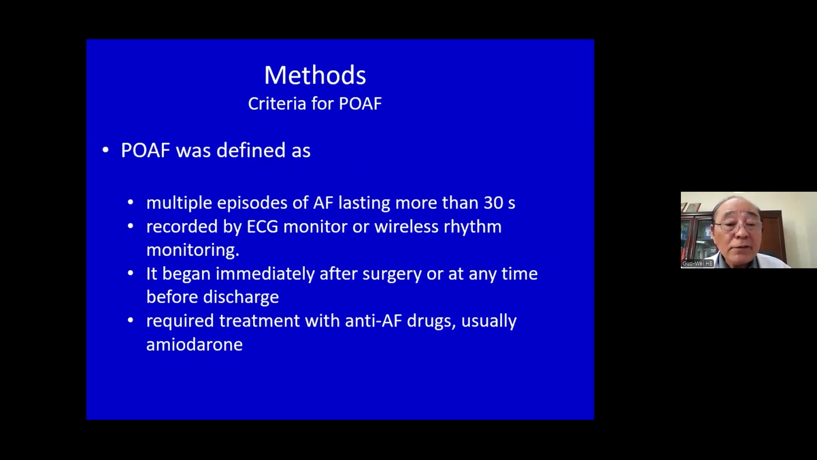POAF was defined as multiple episodes of atrial fibrillation lasting more than 30 seconds recorded by ECG monitor or wireless rhythm monitoring, beginning immediately after surgery or at any time before discharge, usually 7 days. It required treatment with anti-AF drugs. Usually we use amiodarone.